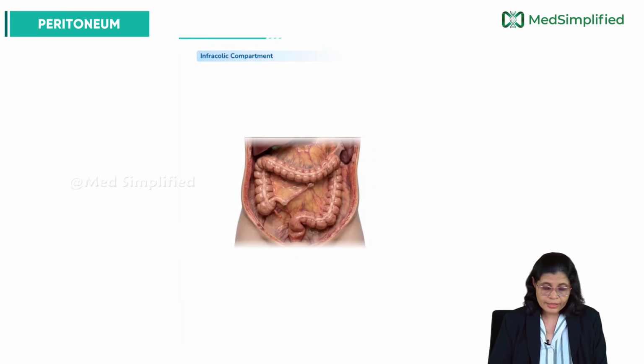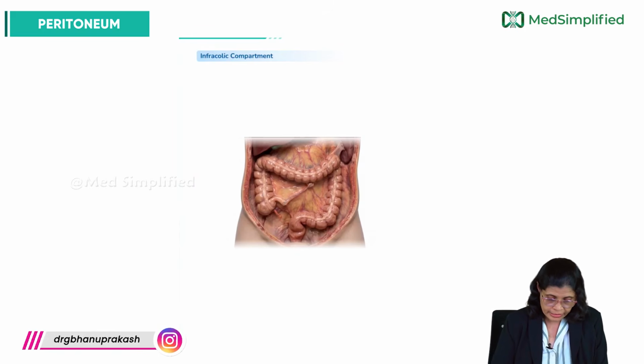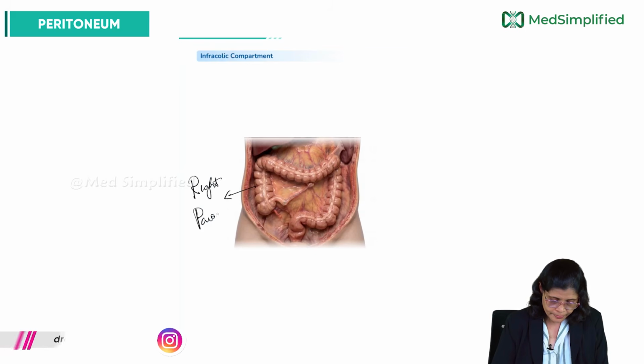On the sides of the ascending colon and the descending colon, we see two gutters. This we call the right paracolic gutter, and this we call the left paracolic gutter.